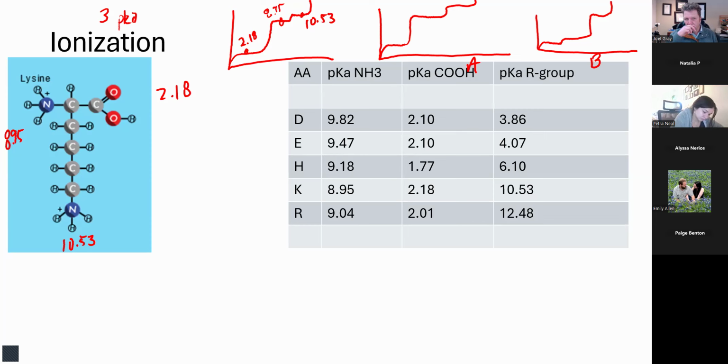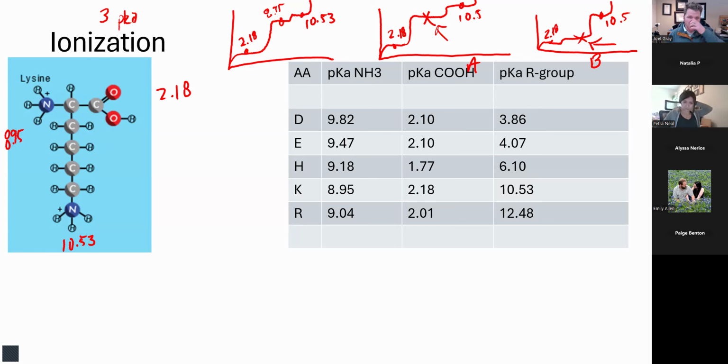So both of these have three horizontal regions. But if you look at the scaling of this point versus this point, if we say each of these is 2.18, 2.18, and this right here is 10.5, 10.5, well, then this one more than likely is about 8.95 compared to this one right here.